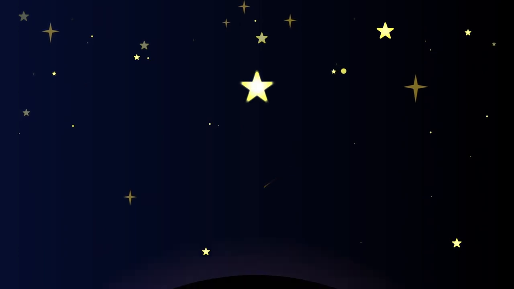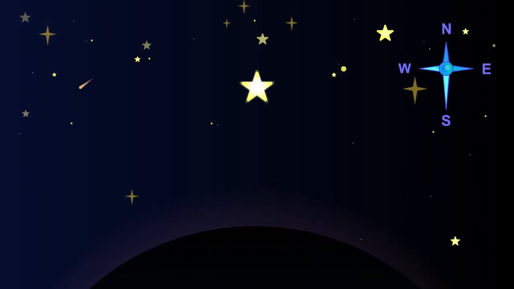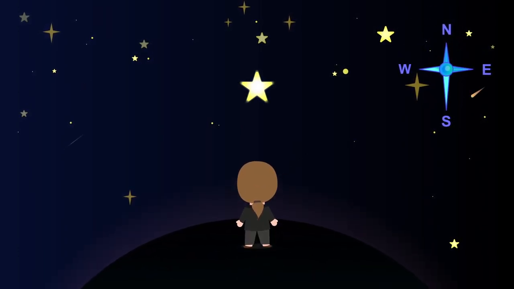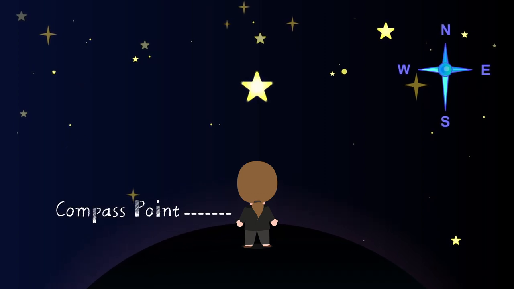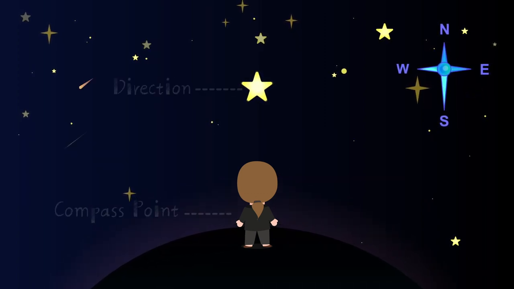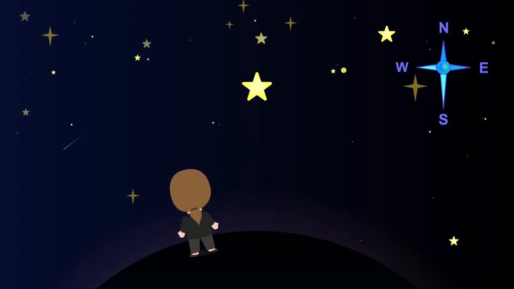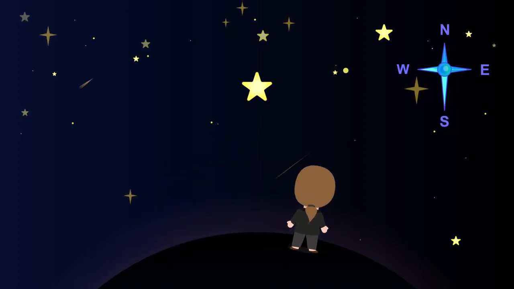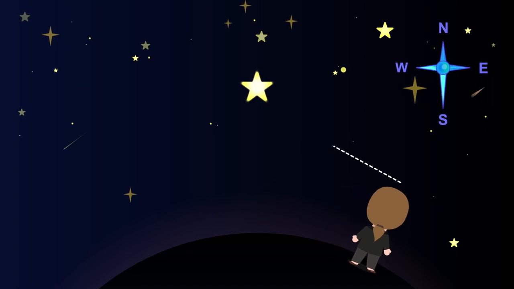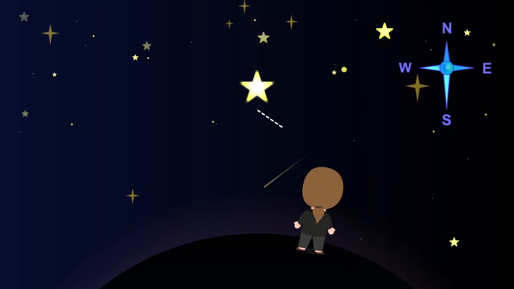Now let's delve further into methods of celestial observation. To observe celestial bodies, you must first understand compass points and direction. Compass points emphasize the position of the observer, while direction focuses on the location of the observed object. Compass points change, but direction does not change.